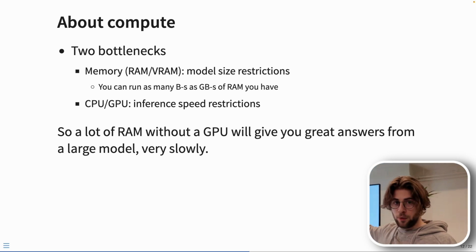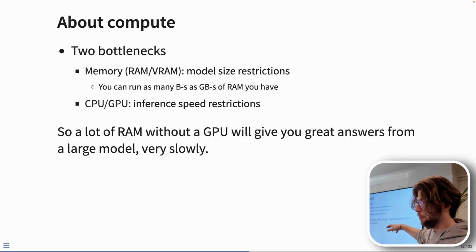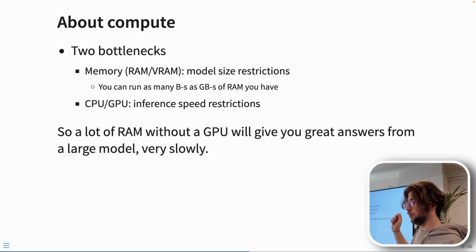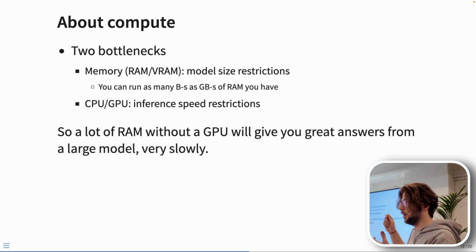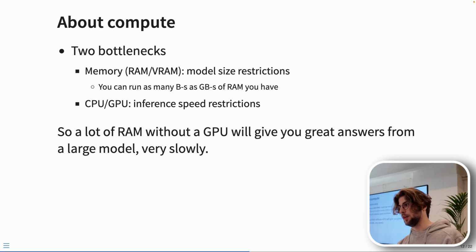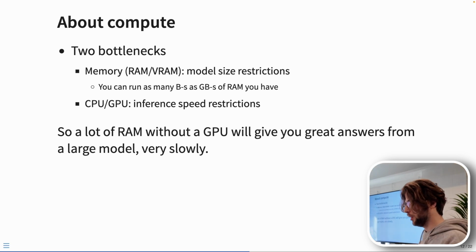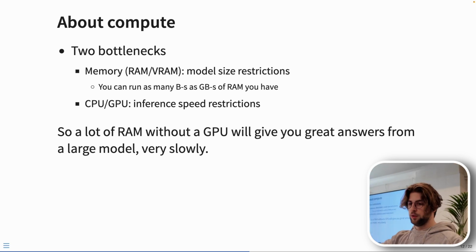Yes, so that's the heuristic, right? If you have a very big model, so a lot of RAM, but no GPU, you get very great answers, but very slowly. So this is how you can think about this. Based on this, you can already start gauging what model size you are able to run on your own machine, right?